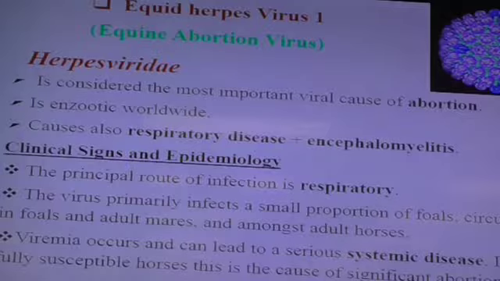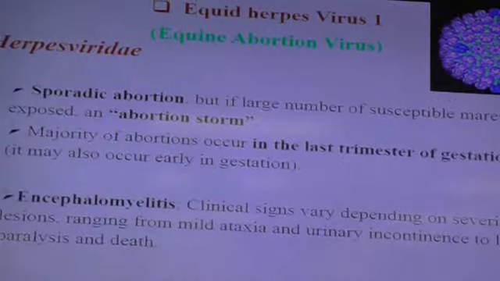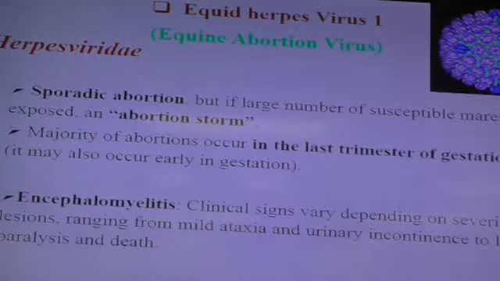So the virus enters the respiratory system. Once it enters the respiratory system, it infects the dendritic cells. It goes to the lymph nodes. In the lymph nodes, it replicates and then enters the blood circulation. Once it enters the blood circulation, it can spread to other parts of the animal, including infecting the fetus, causing abortion.